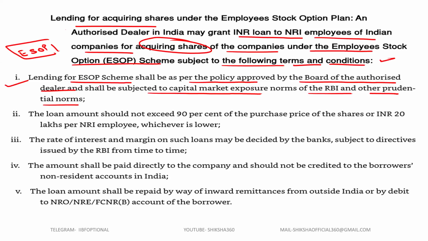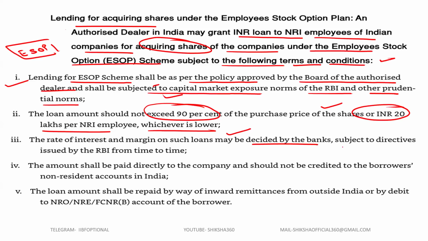The maximum loan amount should not exceed 90%. Basically, the loan amount should not exceed 90% of the purchase price of the shares, or a maximum of INR 20 lakh per NRI employee, whichever is lower. Clear? Either 90% of the purchase price of the share or 20 lakh, whichever is lower. Second one, the rate of interest and margin on such loans may be decided by the banks, subject to the directives issued by the RBI from time to time.